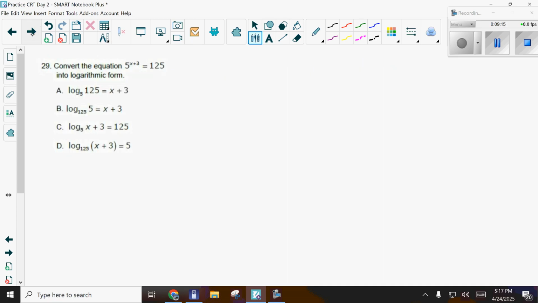Number 29 says convert the equation into a logarithmic form. So remember how this works. We've got 5^(x+3) equals 125. I made a dumb joke that it's all about that base. 5 is the base here, so this is going to be a log base 5. And then the remaining stuff just flip-flops.